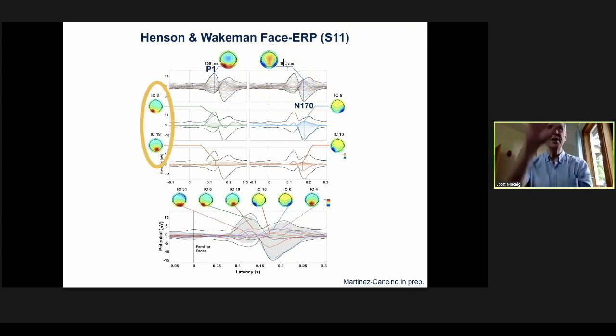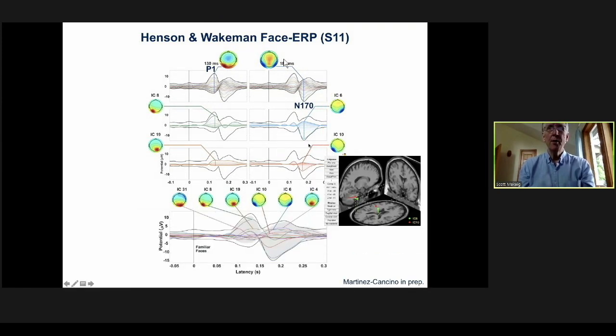So what does ICA say for this subject's data? There are two sources, left and right, of the P1, predominantly. And there are two sources of the N170. You see the top one is mostly right and some left. The next one is mostly left and some right. And together, here's their localization at bioequivalent dipoles in inferior temporal cortex. And you see together, they constitute almost the entire N170.